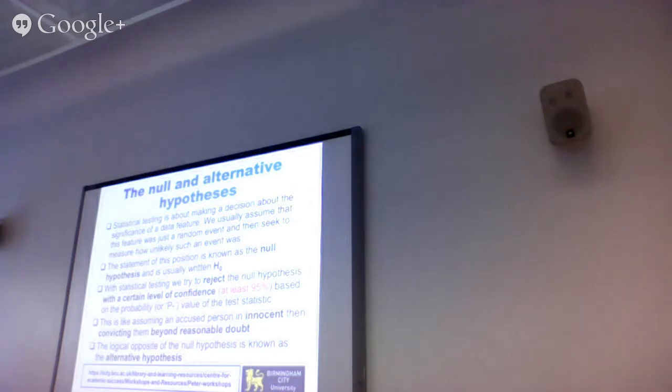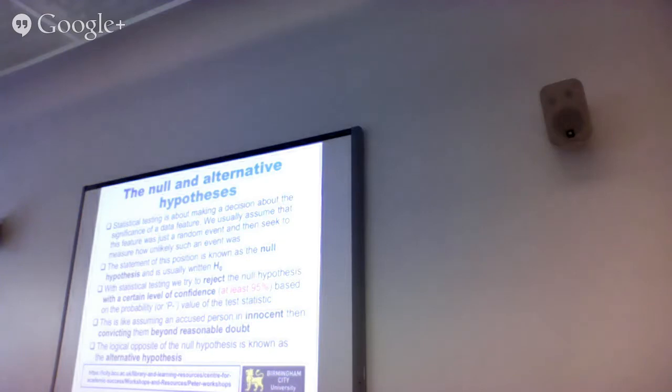So the assumption of innocence is known as the null hypothesis in statistics, or it's written H0. And the aim of statistical testing is to try and reject that null hypothesis with a certain level of confidence. Well, you're trying to make the right decision based on the data presented. So the level of confidence has to be at least 95%.